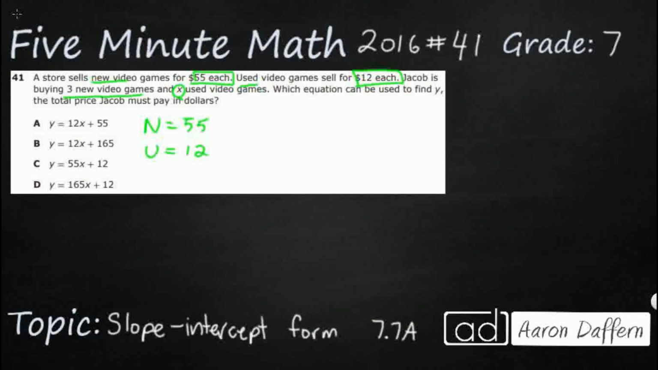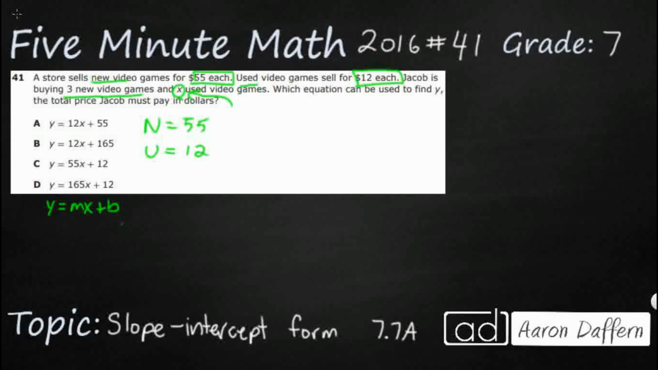So you notice that all of our answer choices here are in the slope-intercept form, Y equals mx plus b, where b is the y-intercept and m is the slope. We can find this without using the graph, but you can actually graph the answer to this. First, let's see if we can just figure out this answer. We know everything except how many used video games he's going to buy. So let's just make a little table here.